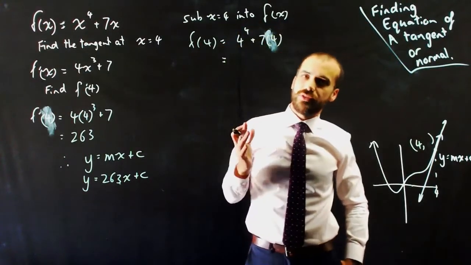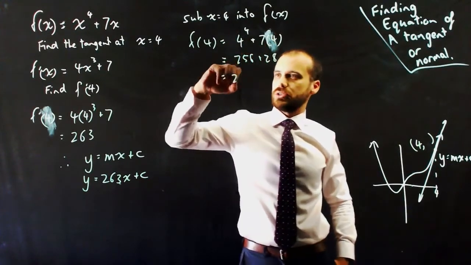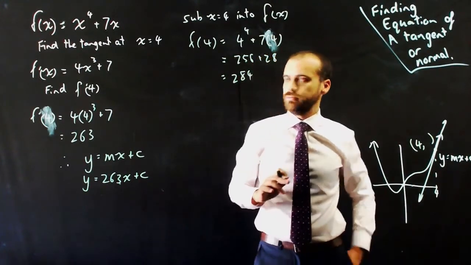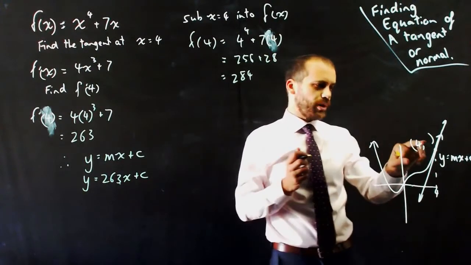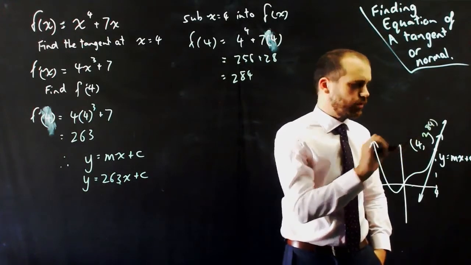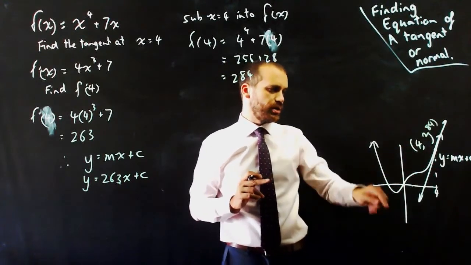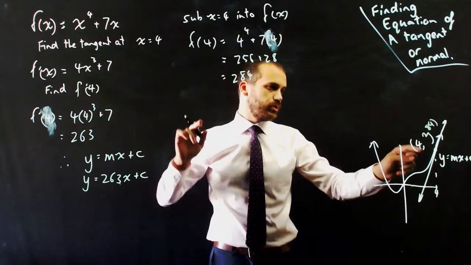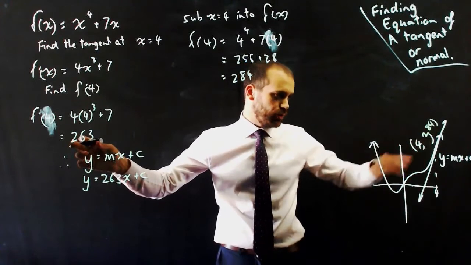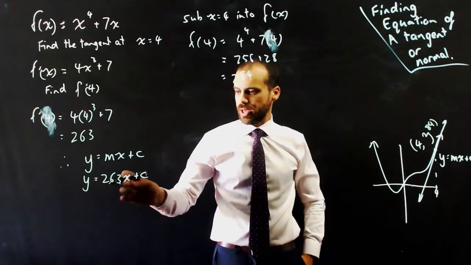Alright, 4 to the 4 is 256 plus 28. That's going to be 284. So that 284 represents this number here, that y value. 284. Okay, so summarizing so far, I have this funky equation, and I know that when x equals 4, the gradient is 263 at that point on the curvy line, which means that it's also the gradient of my straight line. So y equals 263x plus c.